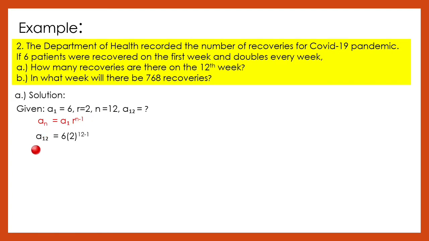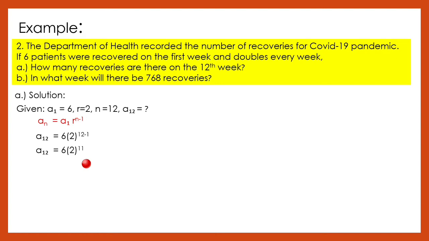Ang a sub n natin is a sub 12. Ang a sub 1 natin is 6. Ang ratio natin is 2. And then, ang number of terms natin is 12 minus 1. Then, a sub 12 equals 6 times 2 raised to 12 minus 1 is 11.